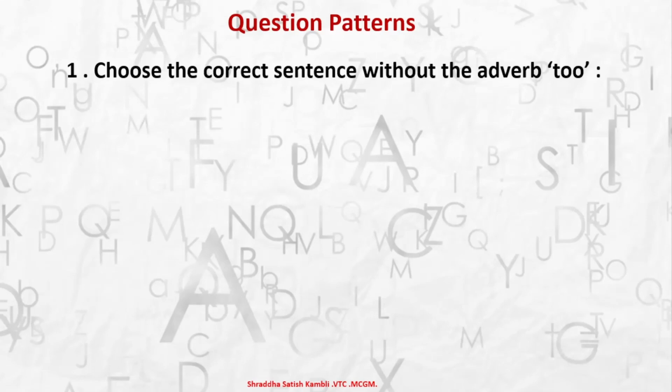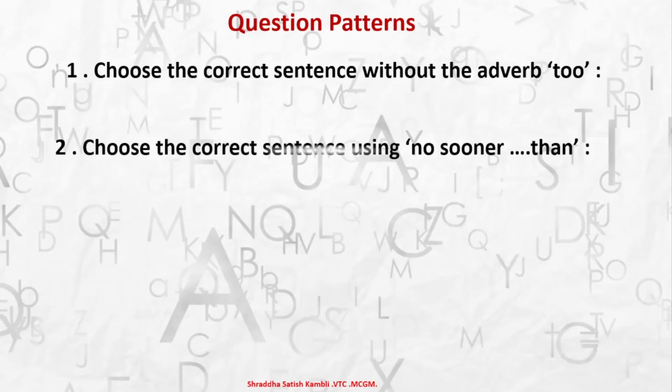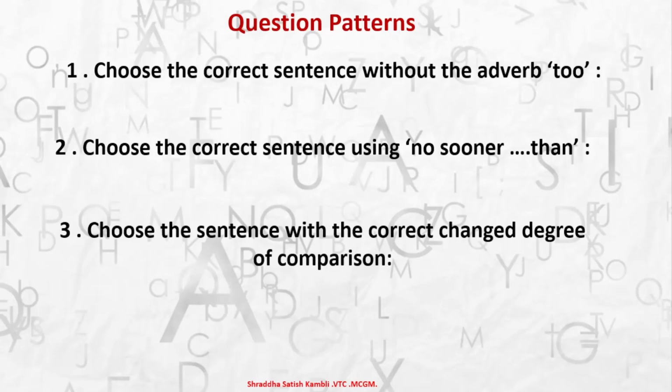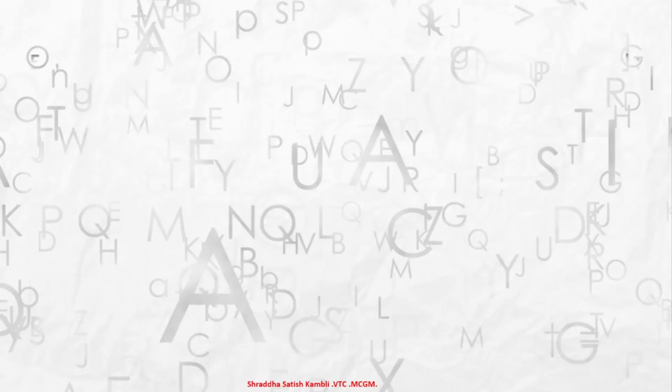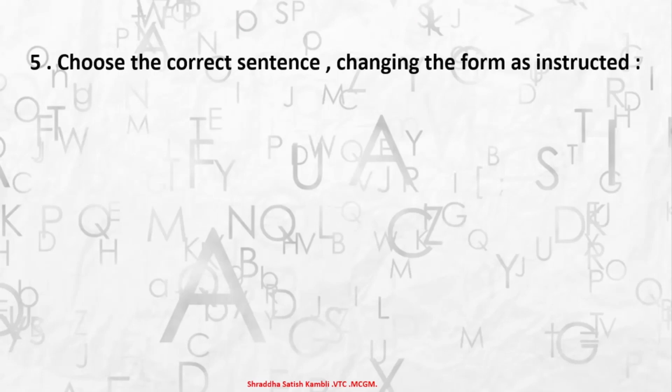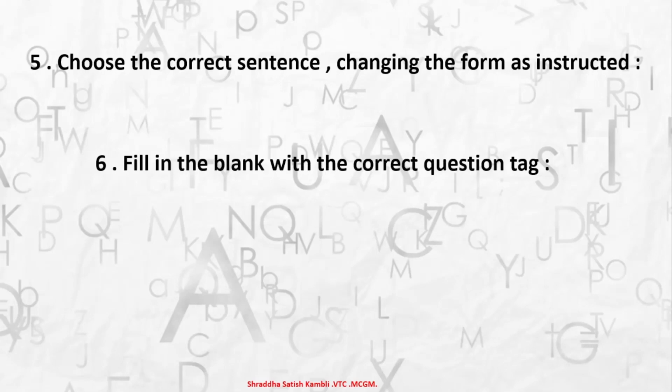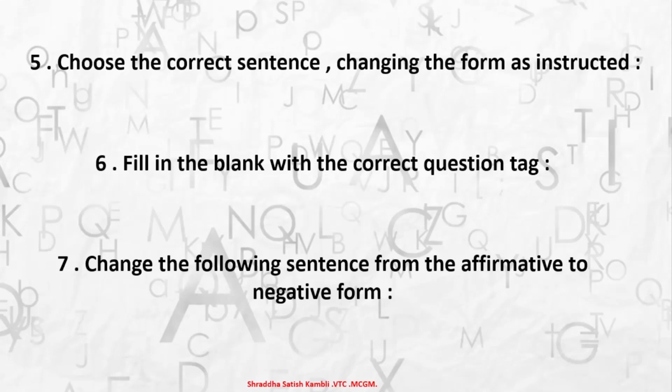So, see, choose the correct sentence without the adverb to. Choose the correct sentence using no sooner than. Choose the sentence with the correct changed degree of comparison. Choose the correct sentence interchanging the underlined parts of speech in the following. You also have choose the correct sentence changing the form as instructed, or fill in the blank with the correct question tag. And the 7th pattern is change the following sentence from affirmative to negative. So we learned the different ways. Okay, we have to just see whether we are able to actually do it when it comes to a question.